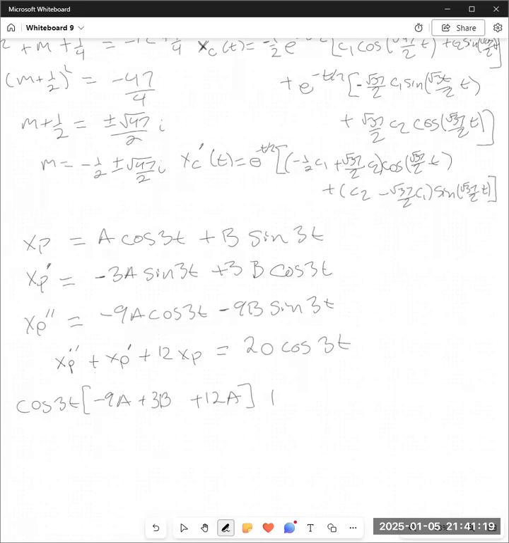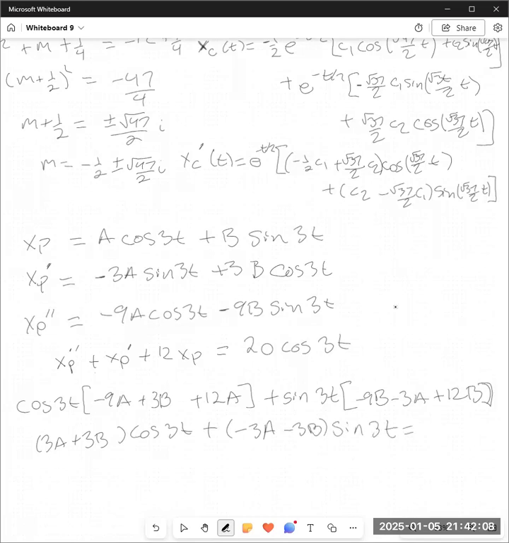plus sine of 3t times, and then I need this piece, so negative 9b. Then I need this piece, minus 3a. Then I need 12 of this piece, so plus 12b. So that's going to be 3a plus 3b cosine of 3t plus negative 3a minus 3b sine of 3t, and that needs to be equal to my 20 cosine of 3t.